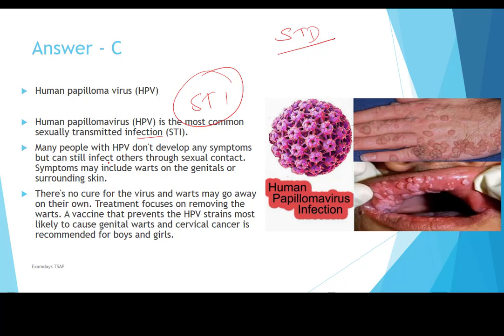A vaccine that will prevent the HPV strains most likely to cause genital warts or cervical cancer is recommended for boys and girls. Here, these are warts on the hand, which show that it is caused by the virus or some STI disease. These warts can be removed, or may be prevented with vaccination. So this is regarding human papillomavirus and warts.